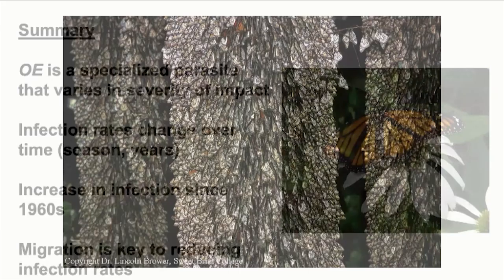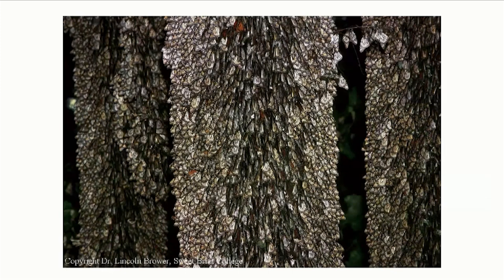All right, so with that, I want to show you this beautiful picture of monarchs overwintering in Mexico. This is the time of year when I think of this the most. They are making their way down, but if they are infected, they're not going to make it. So we need to continue to keep an eye out on this.